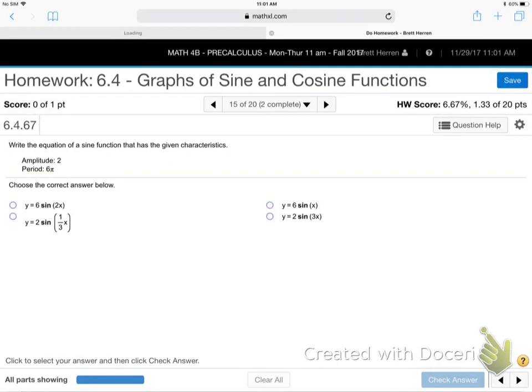Here we go. So we are wanting to graph. Write the equation. We're working backwards. That's right. Write the equation. Okay. How do you write the equation of the sine function that has the given characteristics? So, in general, it's going to be y equals a sine bx. Right? We just need to find the a and the b. So we're working backwards from information back to equation.